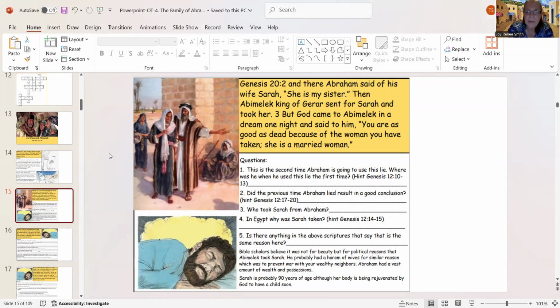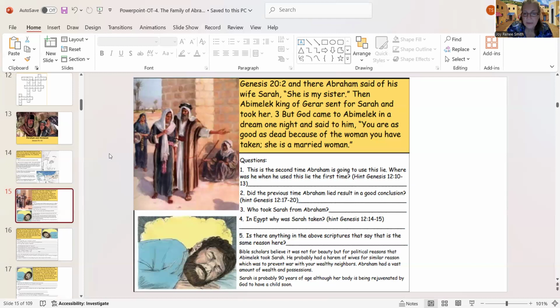This is the second time Abraham is going to use this lie. Where was he when he used this lie the first time? The first time he used the lie was when he went to Egypt. Did the previous time Abraham lied result in a good conclusion? Absolutely not. He was found out and he was disgraced because of it. Who took Sarah from Abraham? Abimelek.